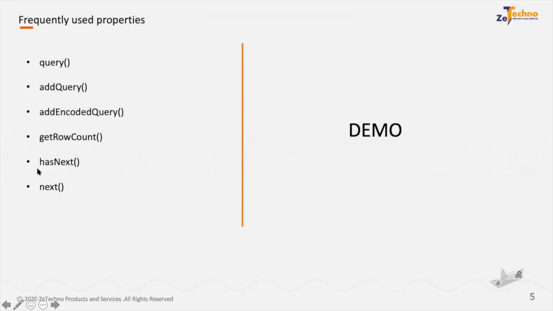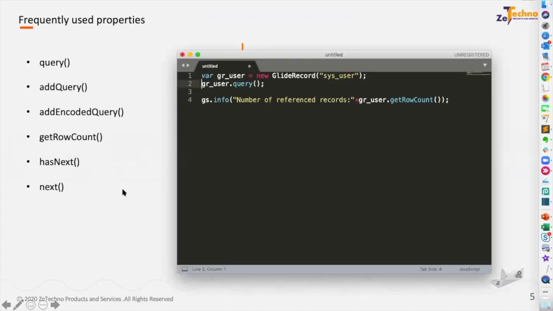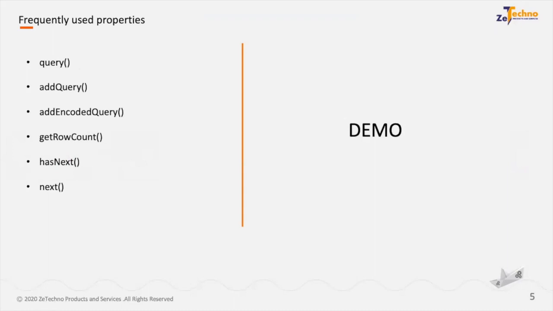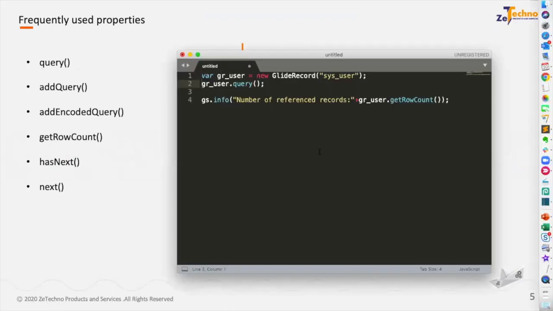So the next thing we'll see is how do I traverse, or before we go into traversing, let's see what hasNext is. Yeah, we have already seen in the current demo how the query thing works and how getRowCount works. Now let's see the next function. So once this is done, right? How do I traverse my records, right?